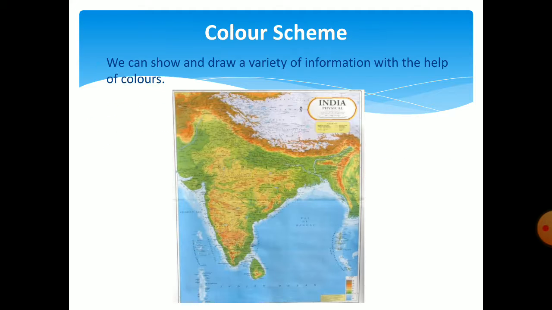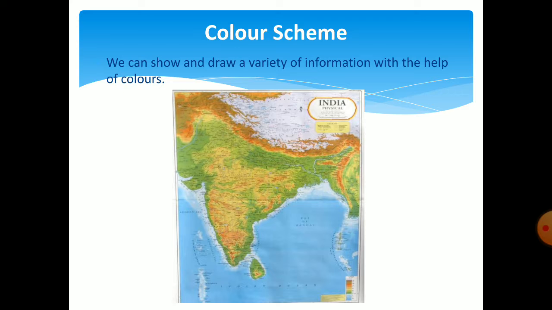Then the next part we are going to study is color schemes. We can show and draw a variety of information with the help of colors. On the map, mostly in the physical map, we can see different colors which indicate different things on the map. So we use a variety of colors to show a variety of information on the map.